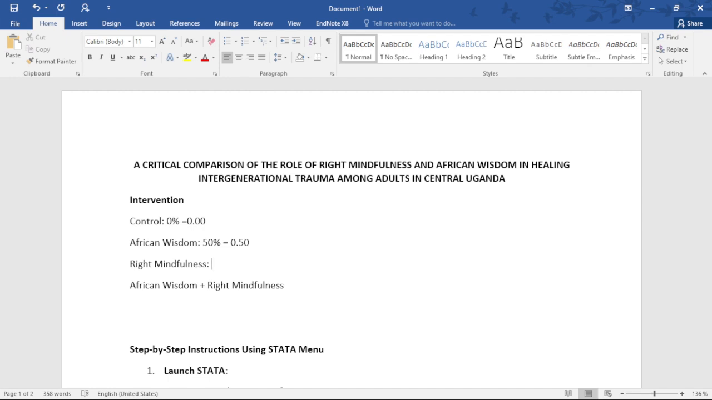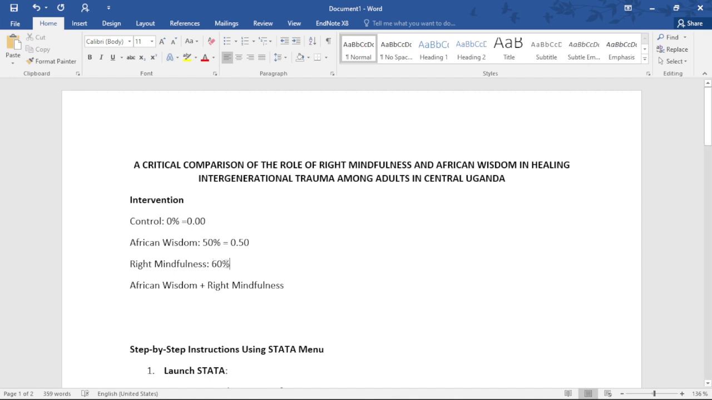So we want to offer it a slightly higher percentage than African wisdom because it has been working, but we don't want to offer too high a percentage, because our study aims to find out whether African wisdom performs better than right mindfulness, or whether the combination of both performs better than the right mindfulness treatment. So we can give something like 60%.